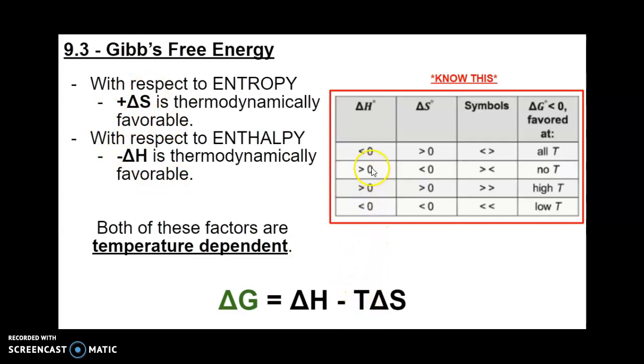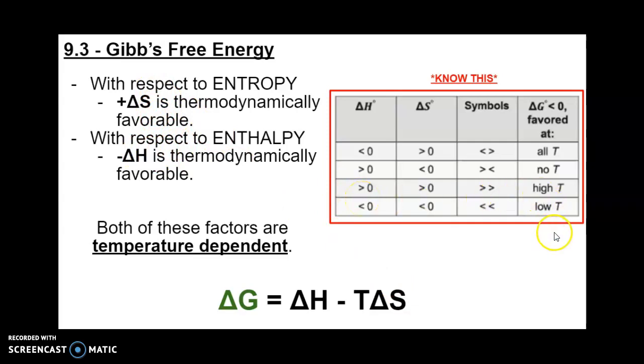Now, if we have a positive delta H and a negative delta S, neither of those agree with the thermodynamic favorability. So this is going to be a situation where it doesn't matter what the temperature is. It's not going to be thermodynamically favorable because both enthalpy and entropy are not in their favorable orientation, or positive and negative, as they prefer to be.